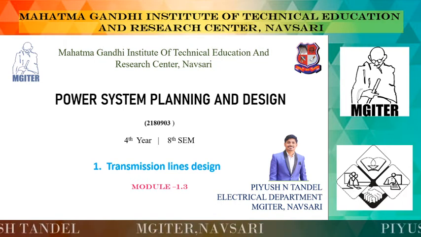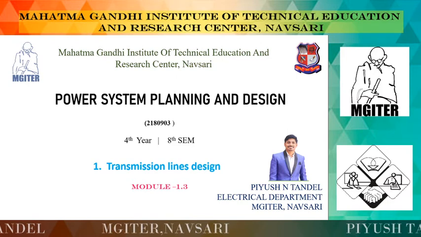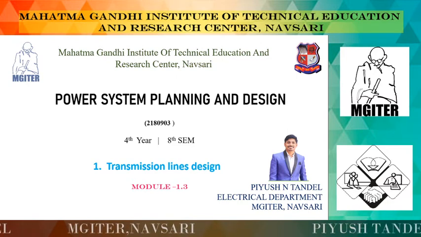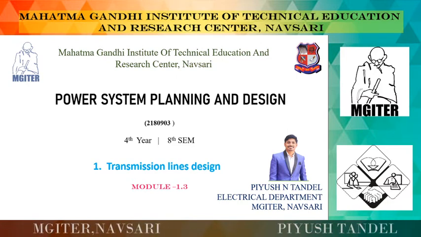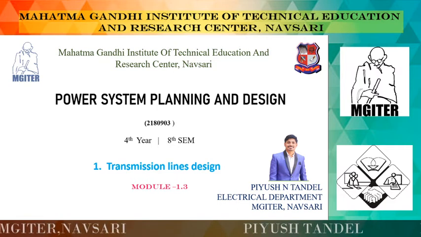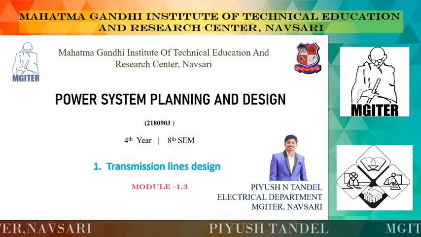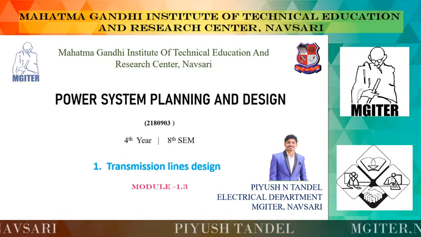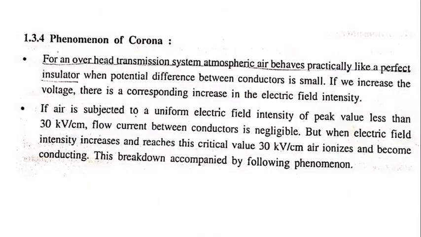The name of the subject is Power System Planning and Design, which comes in 4th year, 8th semester. Right now we are discussing Chapter 1, Transmission Line Design, and this is Module 3. So let's begin with the phenomena of corona. Today we are going to discuss the phenomena of corona.